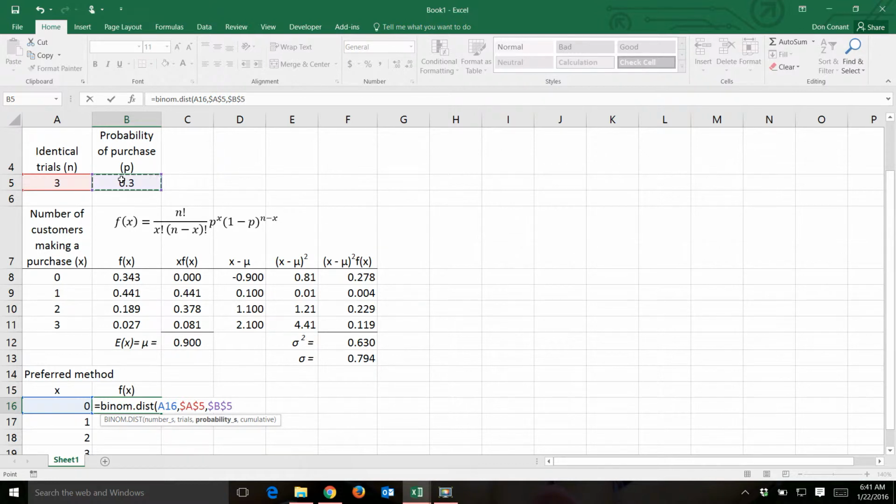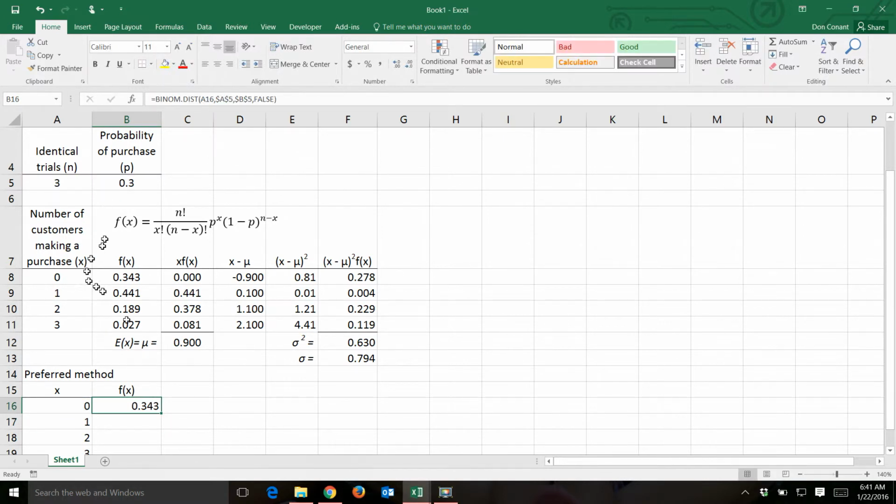That's P. And we're going to answer false to the cumulative question. We want the probability of 0 in this case, or of x, not the cumulative, 0 to 1, 0 to 2. That's the cumulative. So we'll press enter. That gives us, as you can see, the same answer as above. I'll double click. That brings it down. All the same as here. Just a lot quicker and easier, more accurate.